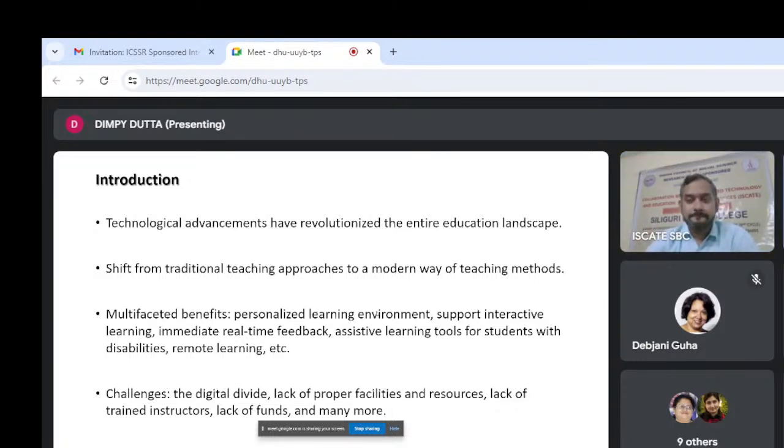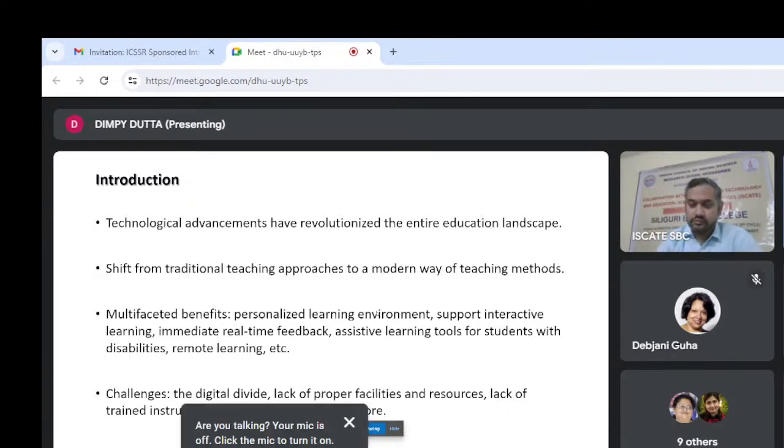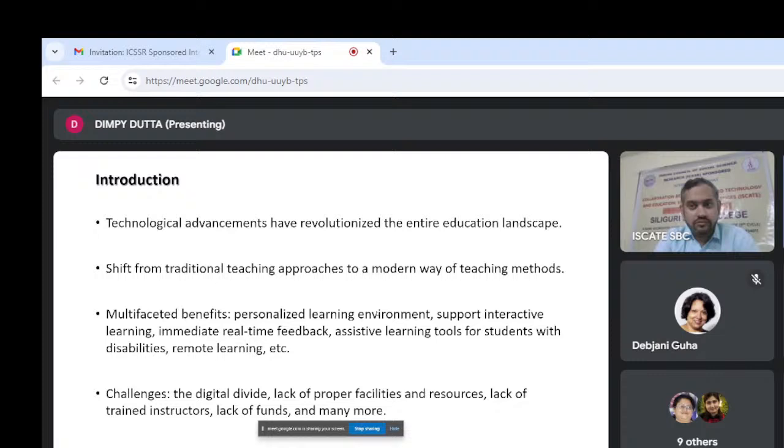So, as I was saying, this integration not only focuses on adapting technological devices, but it also serves as a fundamental shift in pedagogical approaches, teaching techniques, different strategies, and management. The benefits of integrating technology into the curriculum are multifaceted, as it enables the learners to engage themselves in a personalized learning environment, or we can say supportive interactive learning, immediate real-time feedback, assistive learning tools for students with disabilities, remote learning, etc.